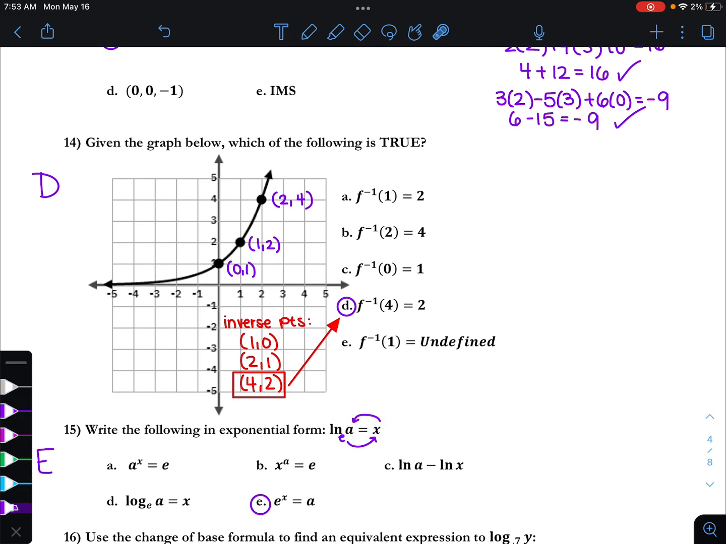For number 14, they gave us the graph of f of x, but then they asked us all these questions about inverse. So what you could do is look at the inverse points. If you have (0, 1), the inverse would be (1, 0). If you have (1, 2), the inverse is (2, 1), and then (2, 4), inverse is (4, 2). So you could plot those points, or you could just list them out. So if they want f inverse, we're looking at these points. When x is 4, what is y? Well, y is 2. And that's the only one out of these options that was true.